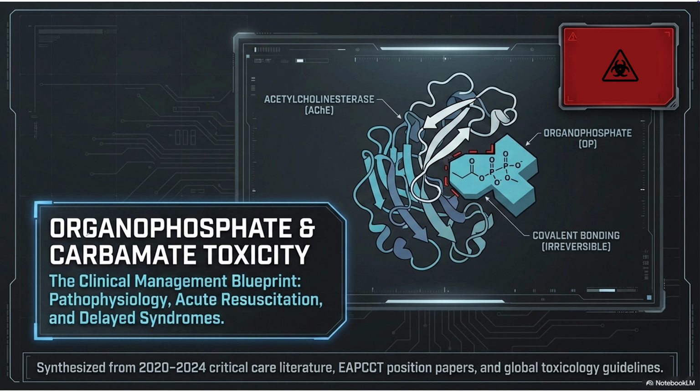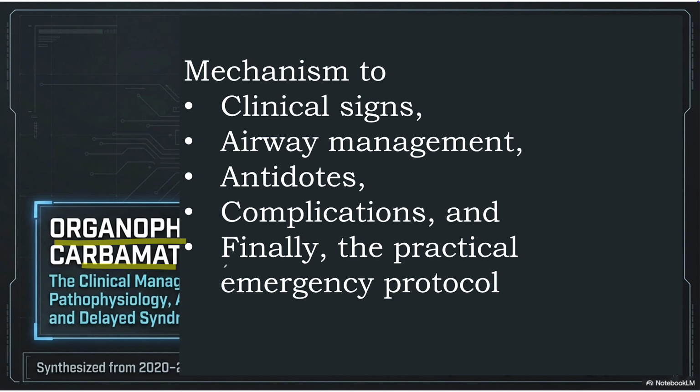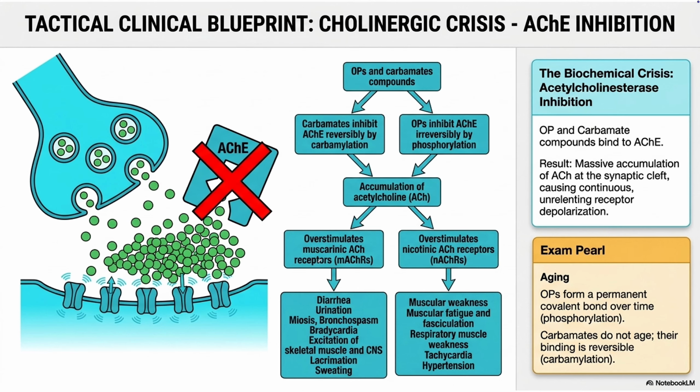Organophosphate and carbamate poisoning. This is one of those conditions where rapid recognition can literally save a patient's life. Over the next few slides, we'll move step by step, from mechanism to clinical signs to airway management, antidotes, complications, and finally the practical emergency protocol. Think of this more like learning a clinical story.